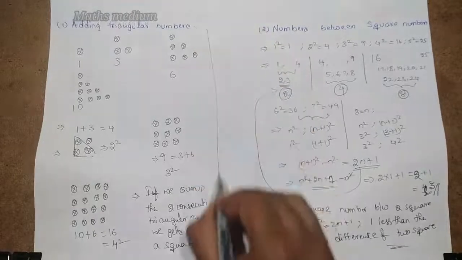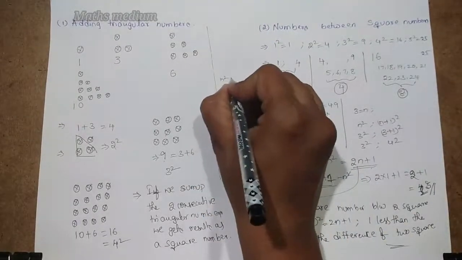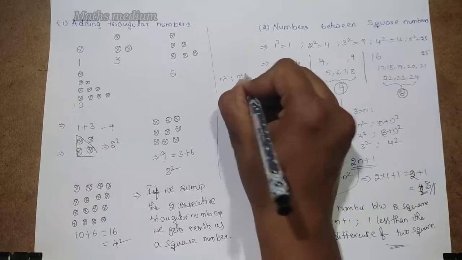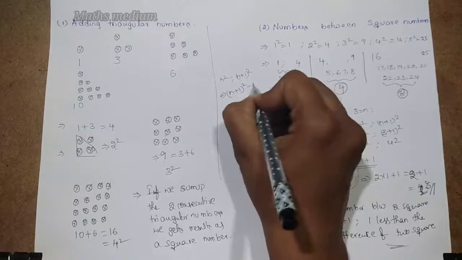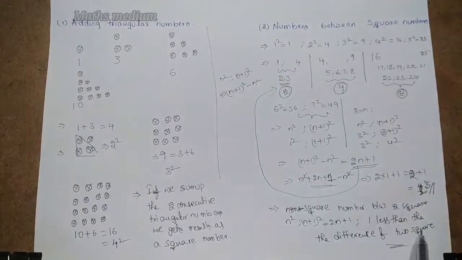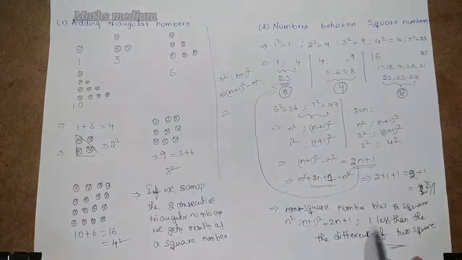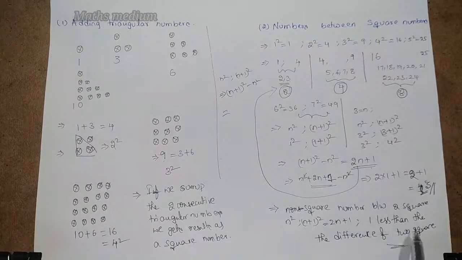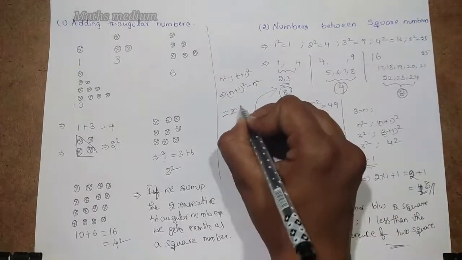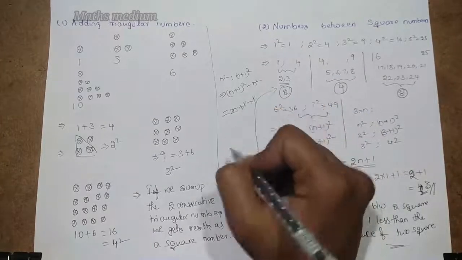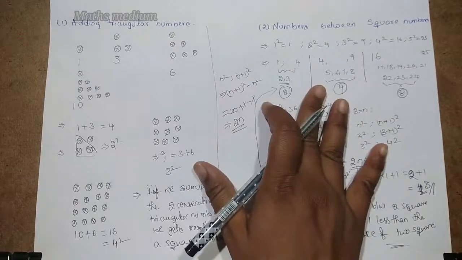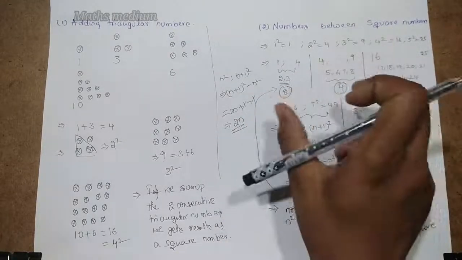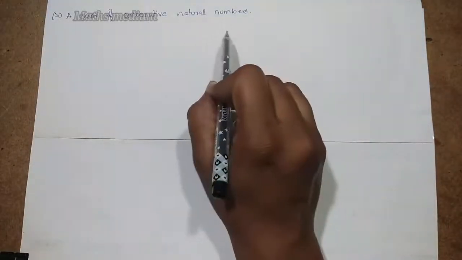See, here we get n square and n plus 1 square. How are we going to write n plus 1 square minus n square? Here the number of non-square numbers is 1 less than the difference of the two squares. We get 2n plus 1 minus 1, and the minus 1 cancels, so we get 2n. This is the answer to find the numbers between square numbers. Those are non-square numbers. Next, the third one is the sum of consecutive natural numbers.